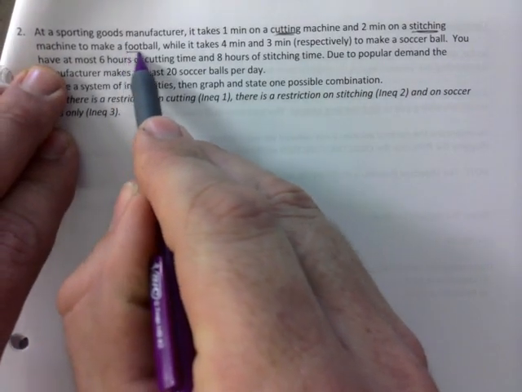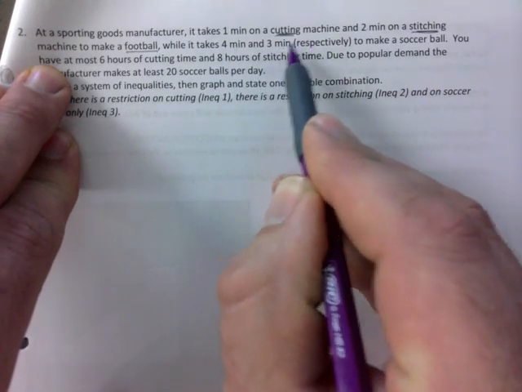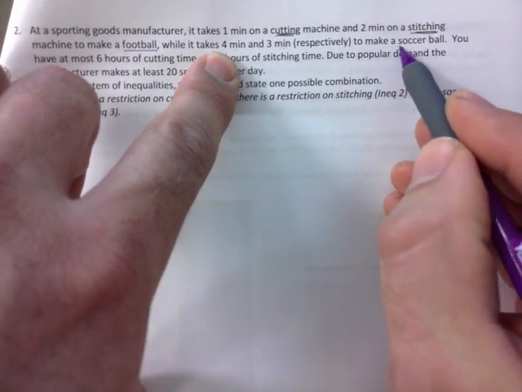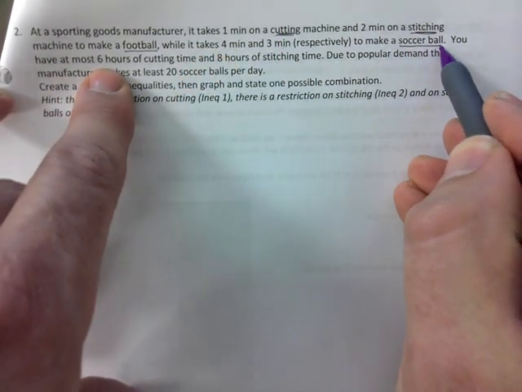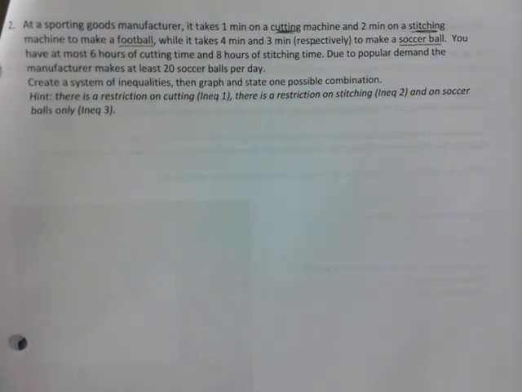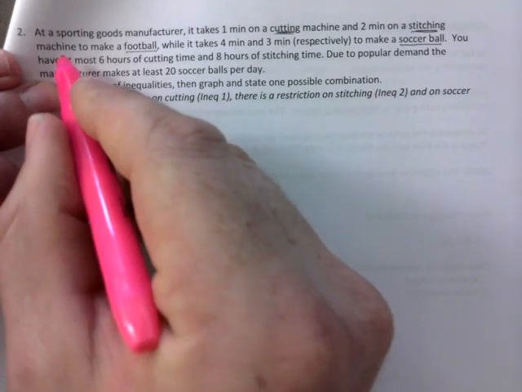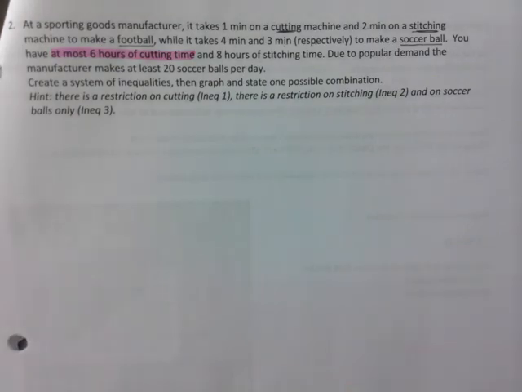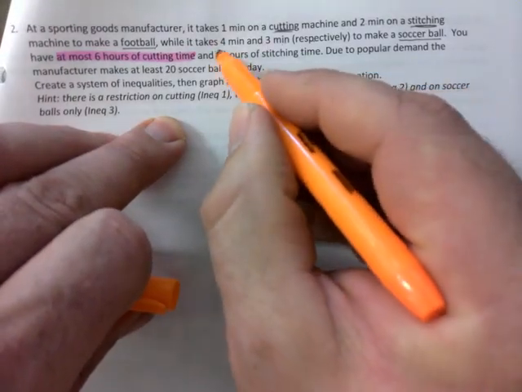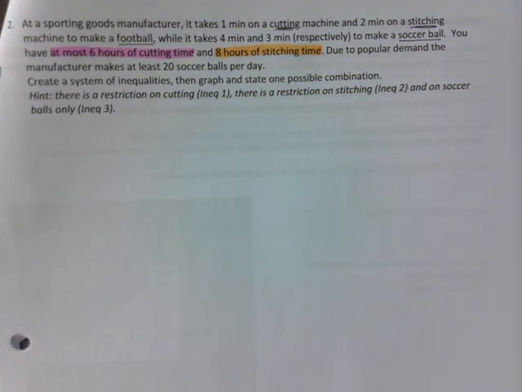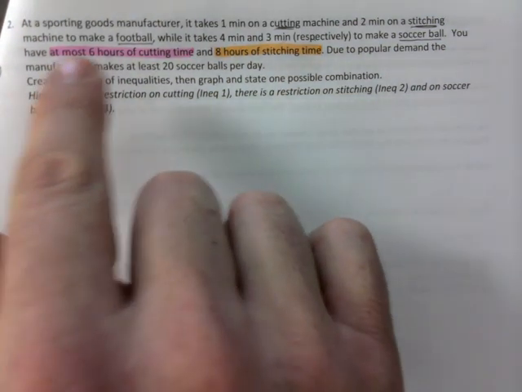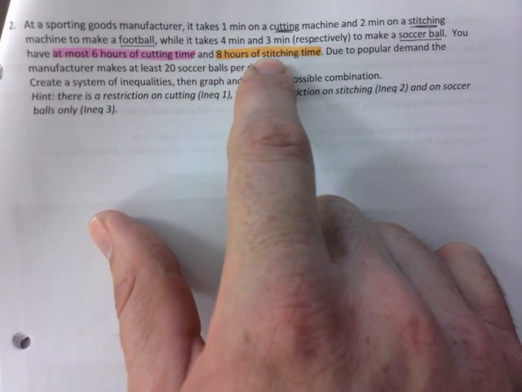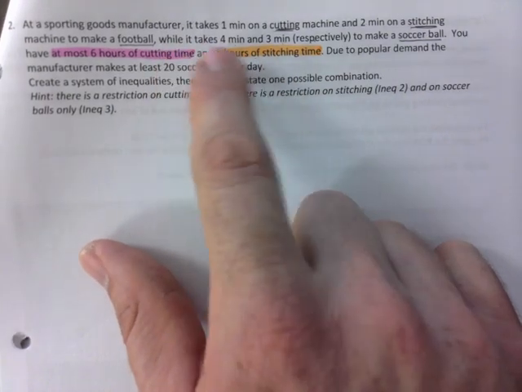to make a football. Then it takes 4 minutes and 3 minutes respectively. That is just saying, 4 minutes for cutting and 3 minutes for stitching to make a soccer ball. We have at most 6 hours of cutting. That is an inequality right there. At most 6 hours of cutting time and 8 hours of stitching time. At most 8 hours of stitching time. So right there, because of the wording, at most, there's a restriction on your cutting time. There is a restriction on how much stitching time you have. So right there, you have two inequalities.